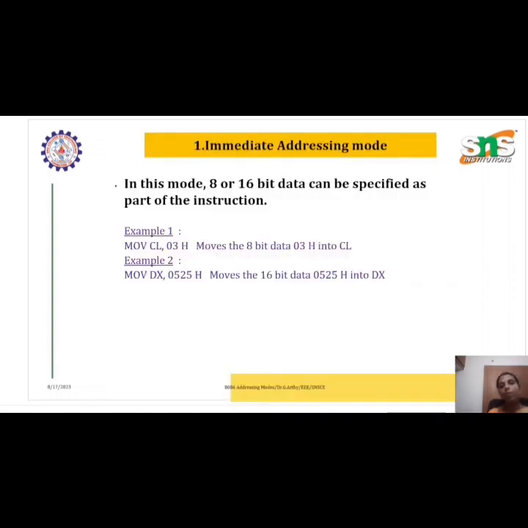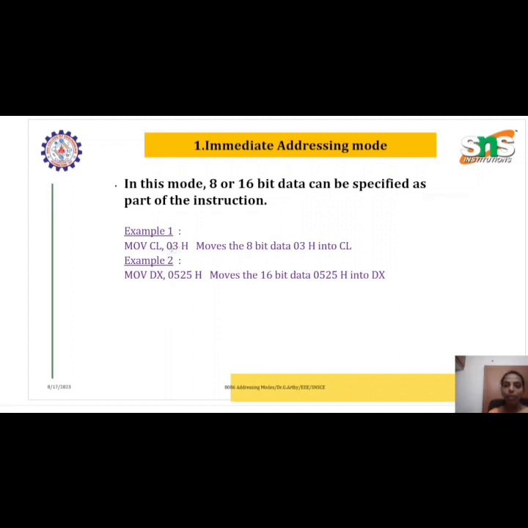The first one is immediate addressing mode. In this addressing mode, the data can be specified as a part of the instruction. If we see these examples, this is the instruction, the mnemonic, and these are the data. Here the data 03, which has to be moved to the register CL, is mentioned in the instruction itself. So the operand forms part of the instruction in immediate addressing mode.